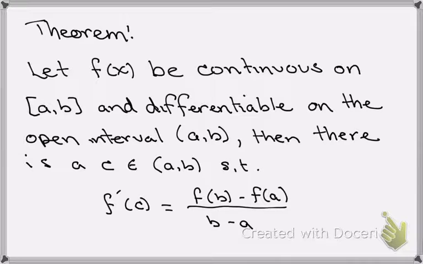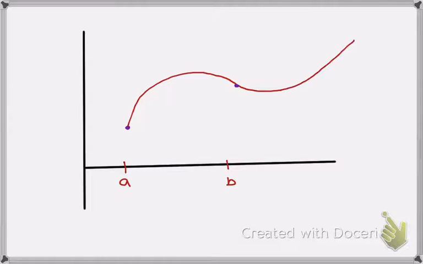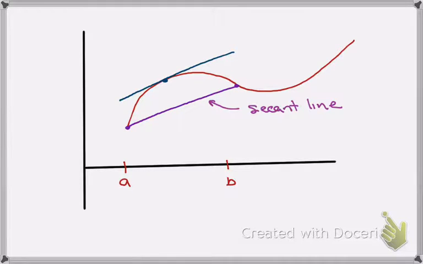So let's look at this theorem and see what it really means. So consider this function f of x, and we have 2 points at a and b. Let's draw the line between a and b, and then let's put the point on the function where there's a tangent line that has the same slope as our purple line between a and b. This purple line is a secant line that goes between f of a and f of b.